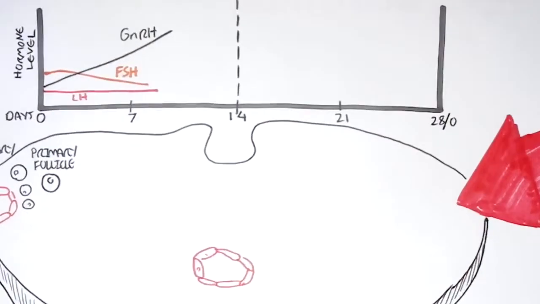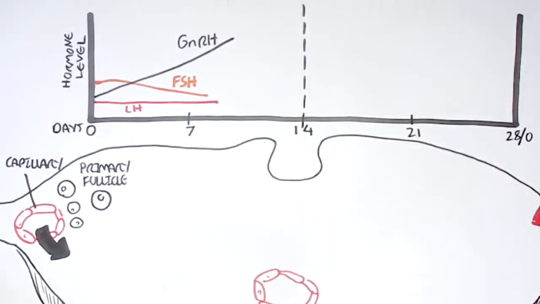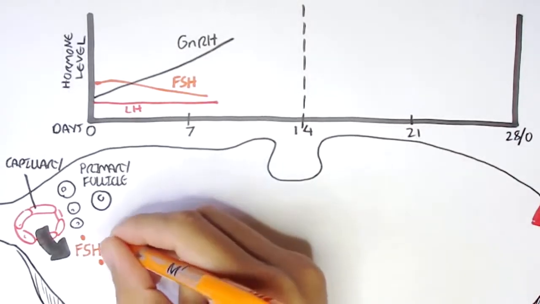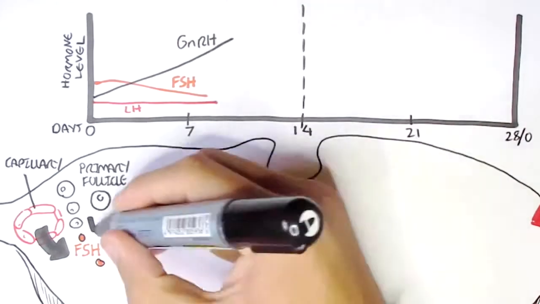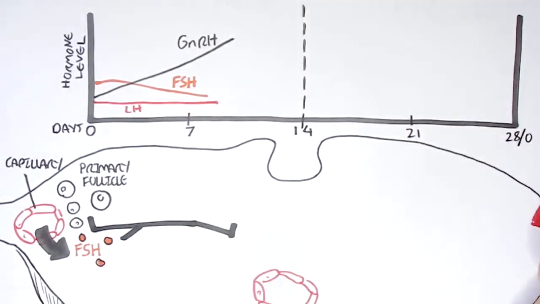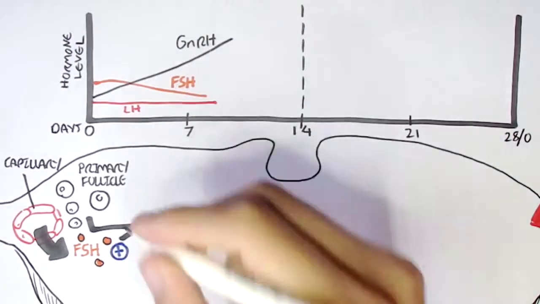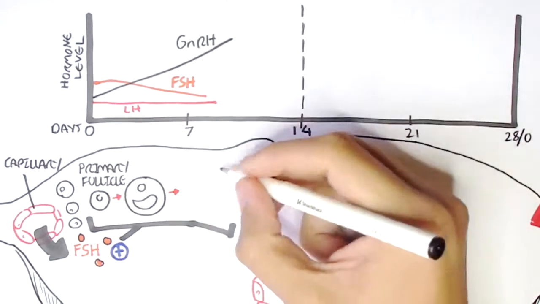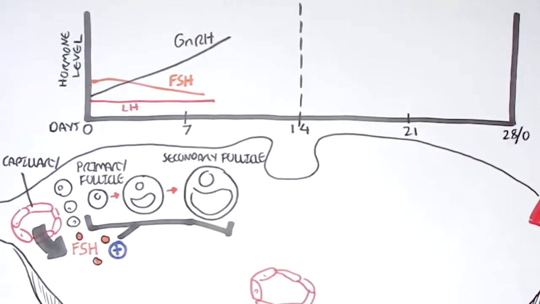So follicle stimulating hormone will initially rise, remember? Because the follicular phase is the first phase of the menstrual cycle, follicle stimulating hormone will enter the ovaries, and what it will essentially do is stimulate follicle maturation of these primary follicles. And so some of these primary follicles will mature into a secondary follicle. I'm only drawing one secondary follicle for simplicity.